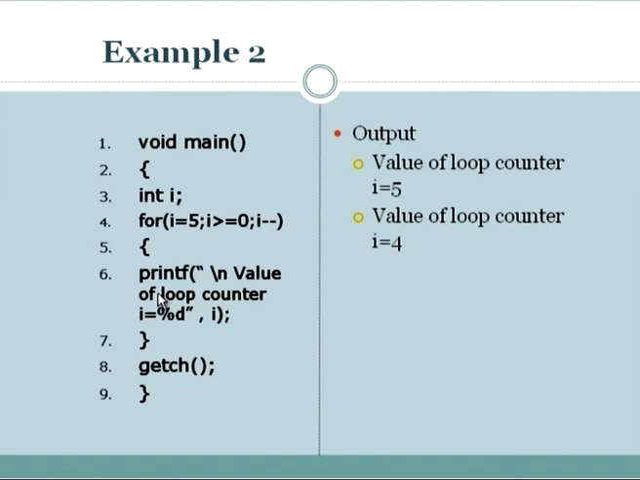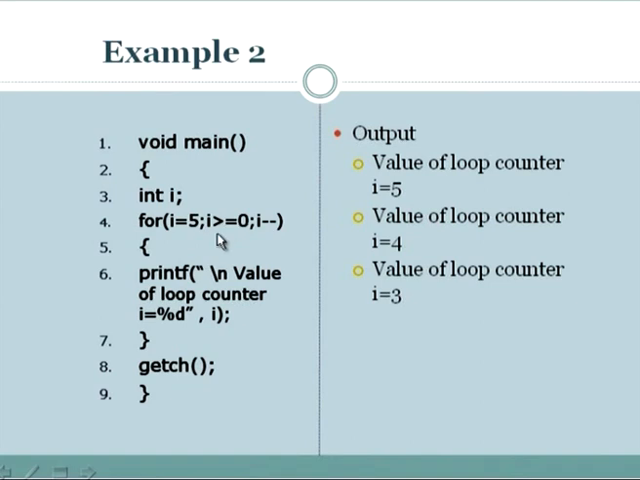Again, the value of I will be decremented by 1 and the new value of I will become 3. 3 is greater than or equal to 0. Yes, the condition is true and thus the new value of I will be displayed on the computer screen, that is 3. Again, the value of I will be decremented by 1 and the new value of I will become 2, and 2 is greater than or equal to 0.